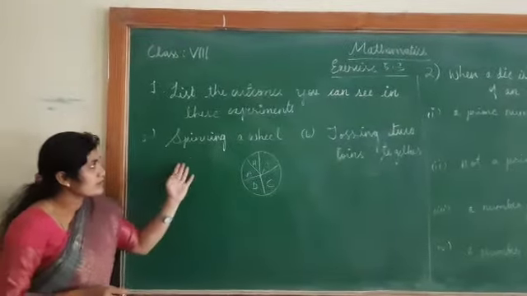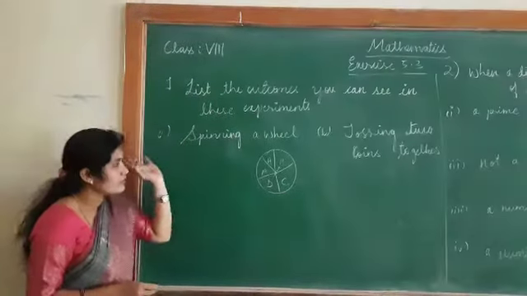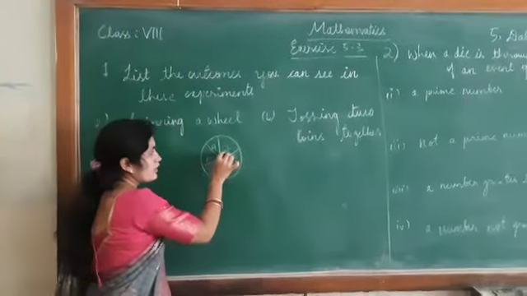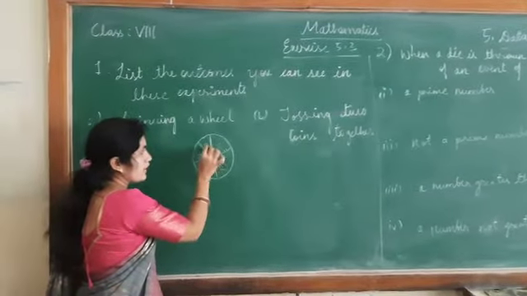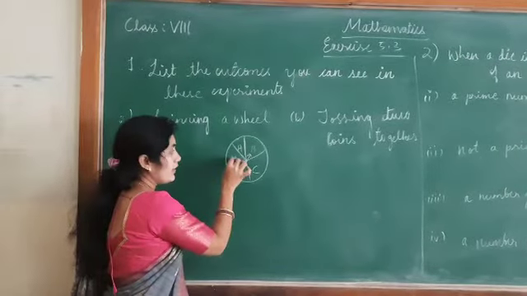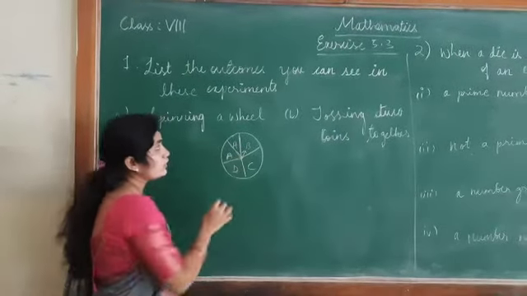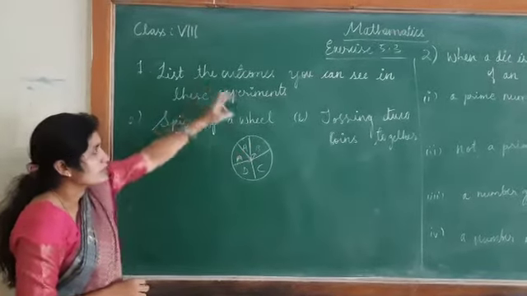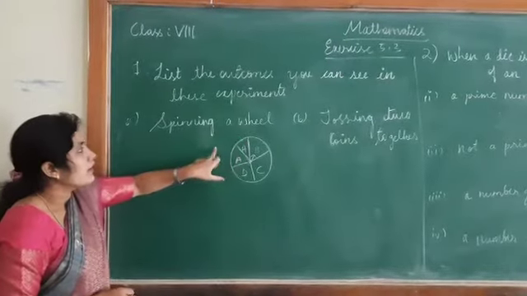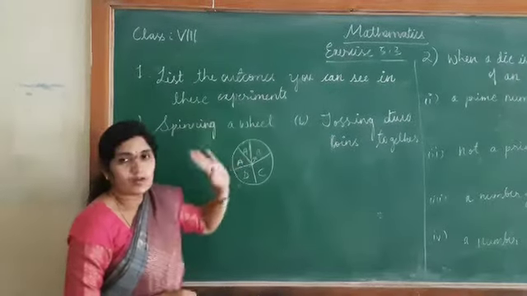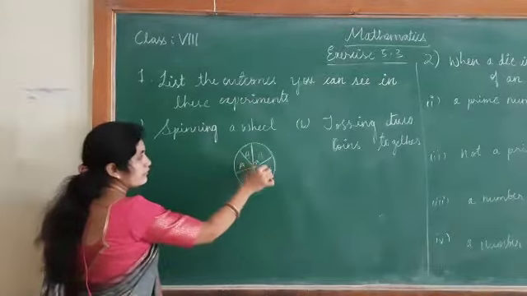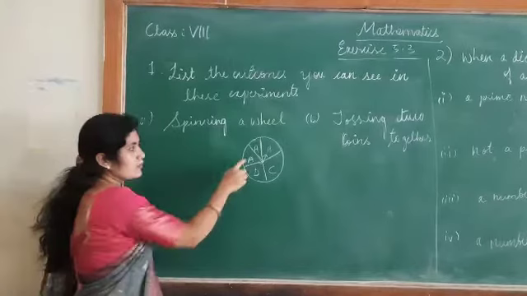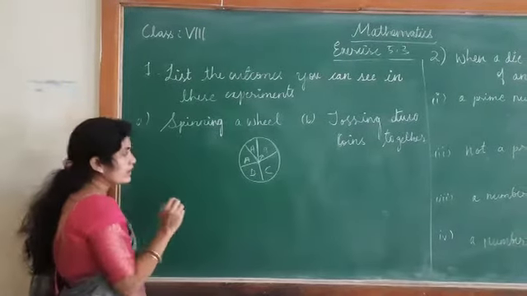And the experiment is spinning a wheel. First question. So in this wheel, as you can see here, you have 5 parts: A, B, C, D and A. Now we are going to find the outcomes of this experiment, that is spinning a wheel. When you spin the wheel, what are the possible outcomes? You have 5 sectors here, but the alphabets are the same, A. So the repeated alphabet is counted as 1.